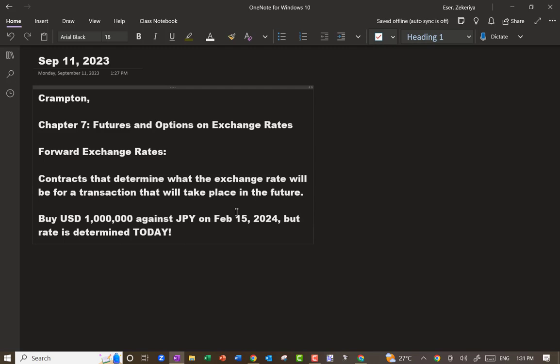So I go to Nico and say, I'm gonna buy $1 million from you, and I will pay you in Japanese yen, but you will get your yen, and I will get my dollars on February 15th, but we're gonna agree on what the rate is gonna be today. For example, 142.50.